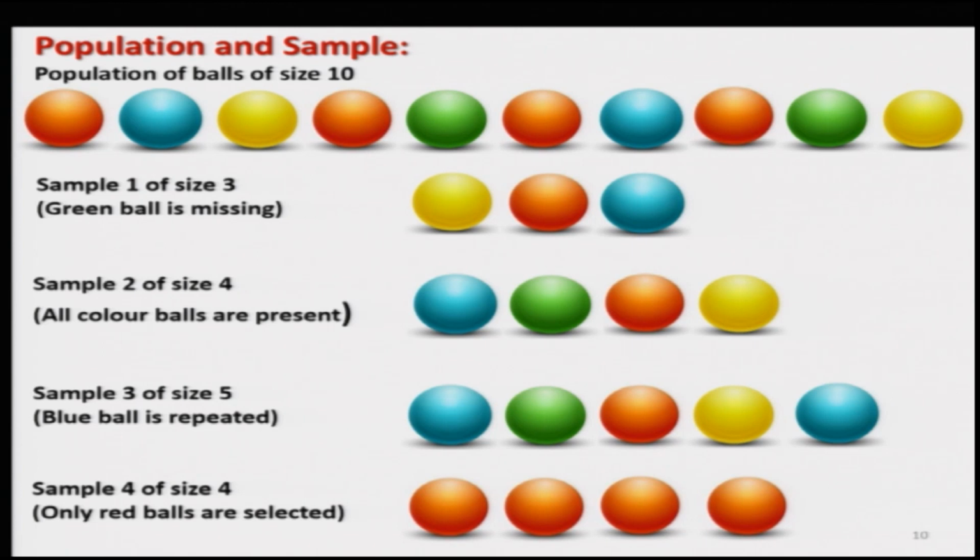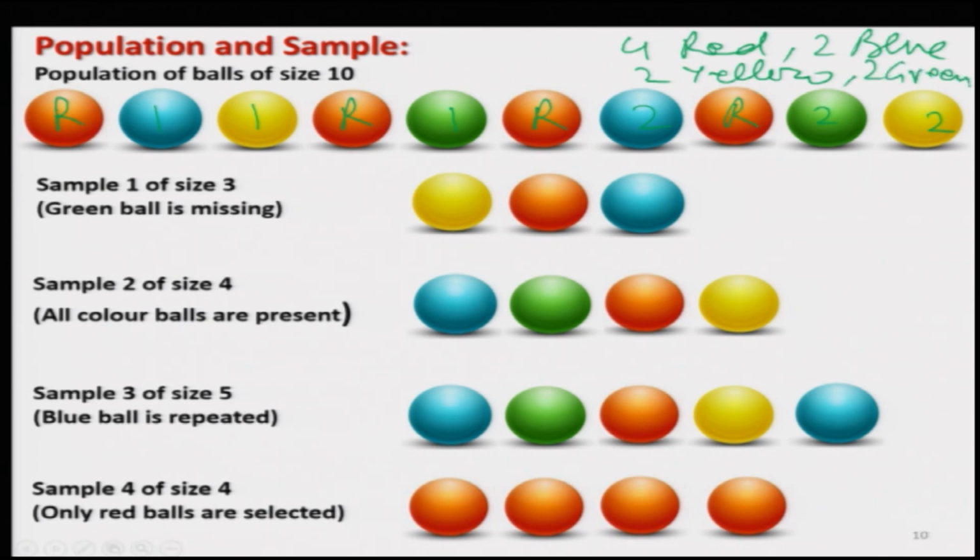Now, in case I try to change the colors of the balls, you can see here I have taken 1 red ball, 2 red balls, 3 red balls, 4 red balls. There are 4 red balls here. There is 1 blue, 2 blue balls. There is 1 and 2 yellow balls, and 1 and 2 green balls. So, there are altogether 10 balls, but now you can see the balls are the same, but they differ with respect to colors, right.